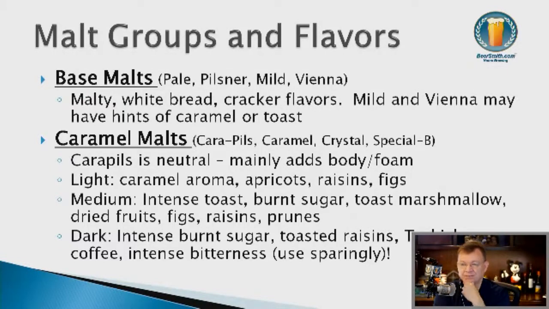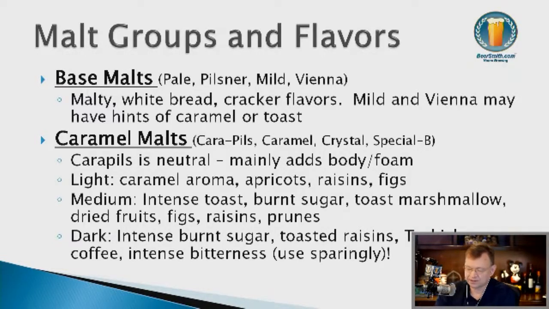As you get to the medium ones, and when I talk about medium, I'm talking about maybe 30, 40 Lovibond, you're already getting some of the burnt flavors in there, the intense toast, the burnt sugar, the toasted marshmallow. But as we get into the darker caramel malts, you also get some of the darker fruit flavors in. So that includes things like dried figs, dried raisins, dried prunes, these darker flavors that you might associate, again, with a lot of English beers.